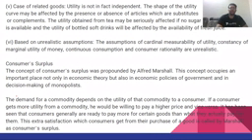Okay, now let's look at the fourth assumption. The case of related goods. Utility is not in fact independent. The shape of the utility curve may be affected by the presence or absence of articles which are substitutes or complements. The utility obtained from tea may be seriously affected if no sugar is available, and the utility of bottled soft drinks will be affected by availability of fresh juice.